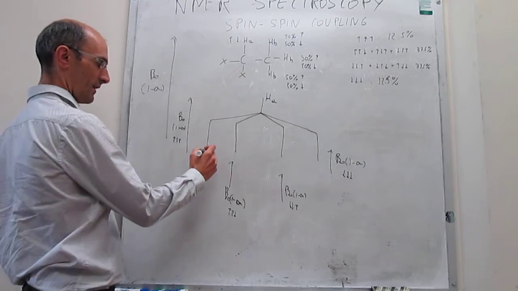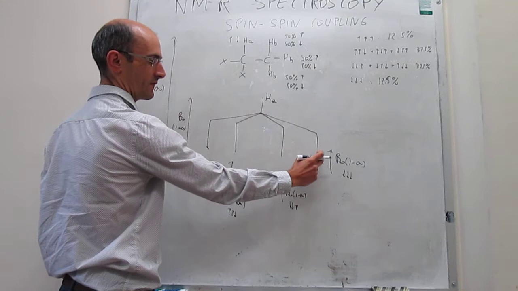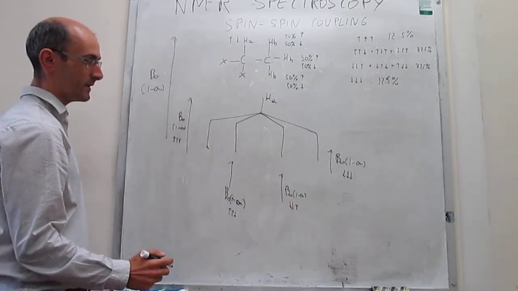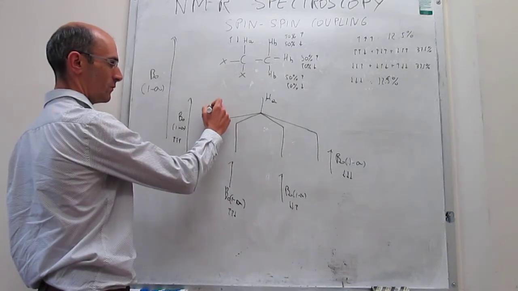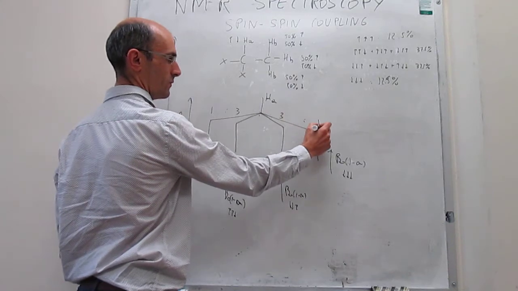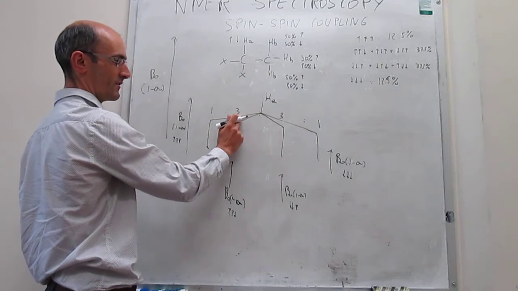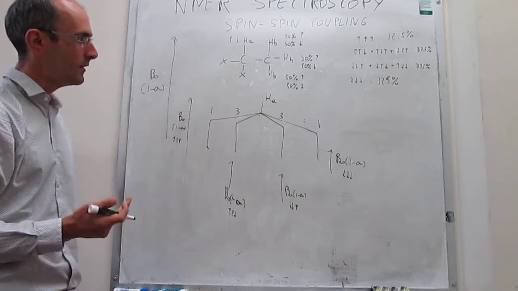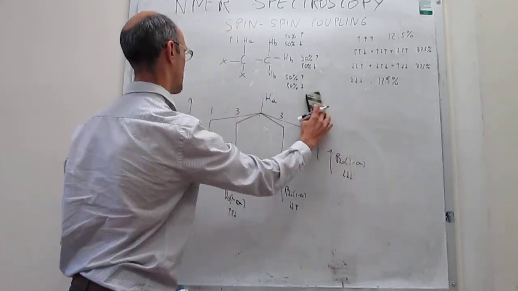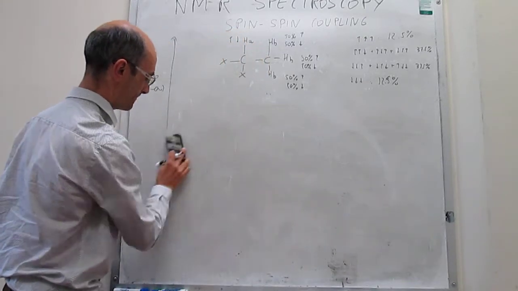Again, this happens 12.5% of the time, 37.5% of the time, 37.5% of the time, and then 12.5% of the time. What that means is that the intensity of the signals is going to be 1 to 3 to 3 to 1, which is the ratio of 12.5 to 37.5 to 37.5 to 12.5. So when we look at the NMR spectrum of this molecule overall, it's going to have this type of splitting.